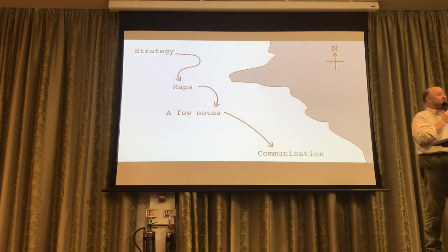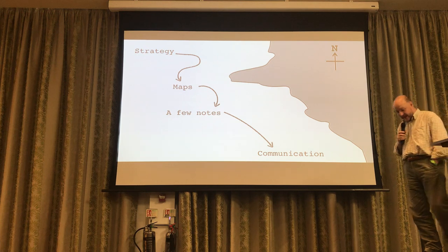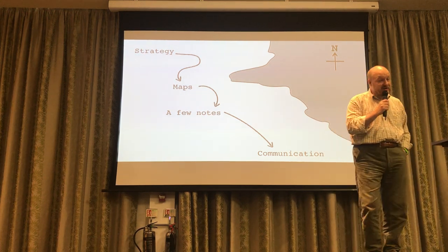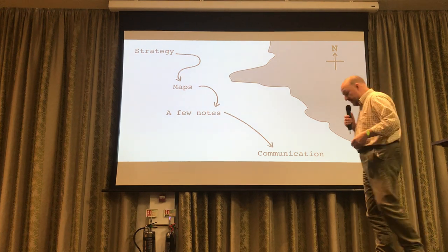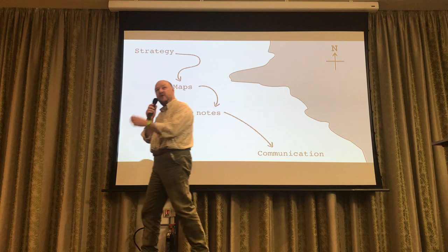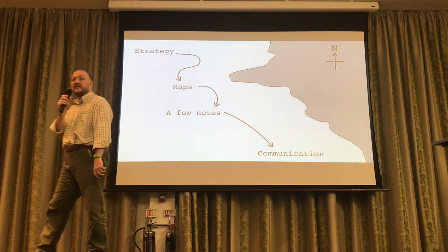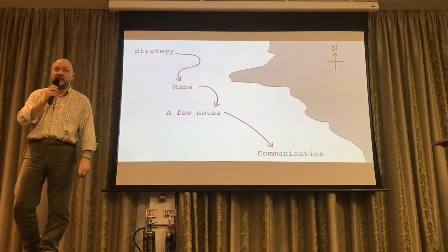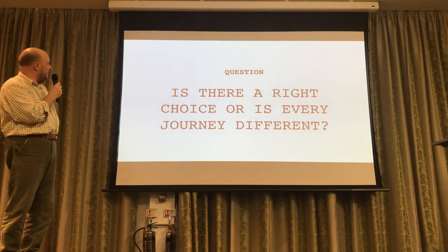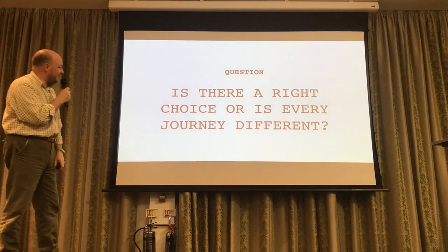A few notes: all maps are imperfect representations. You can't create a perfect map of space. They are approximations of what exists. One of the key things they're useful for is communication, particularly between multiple teams and multiple different skill sets, because we can all talk about an environment using a single map. Now, there's a number of questions I've been asked. Is there a right choice, or is every journey different?